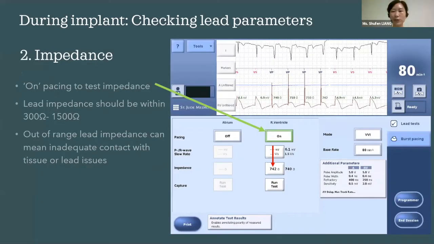After we have made sure the sensing is adequate, we want to make sure the impedance is fine. Impedance can only be checked when you have turned on pacing. So we start to pace, and then we look at the measurement of the impedance. It should be within the range of 300 to 1,500. If it's out of range, for example 1,500 or more, that means there's a broken circuit somewhere. Inadequate contact with tissue by the lead can cause high impedance. Maybe the screw didn't screw in well into the myocardium, so maybe we need to retry again.